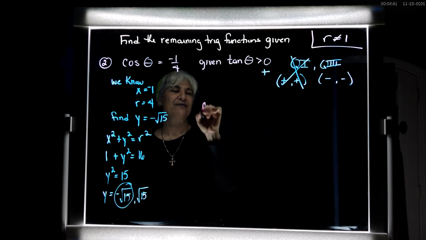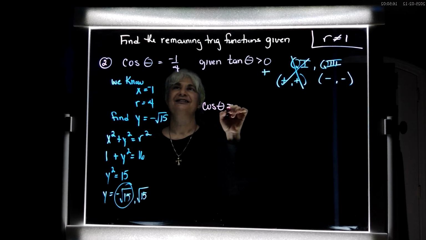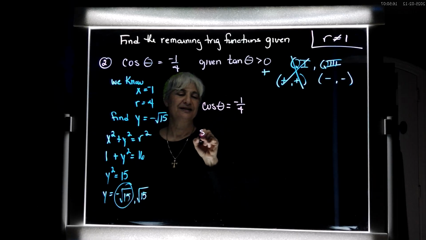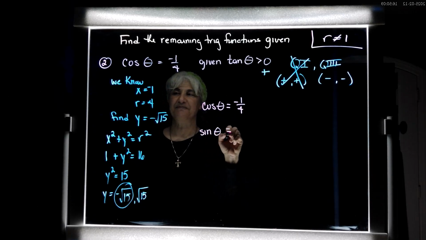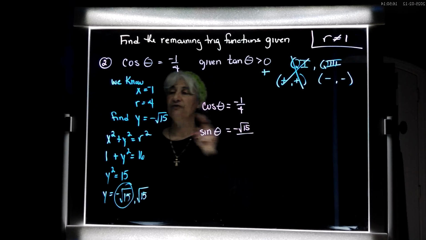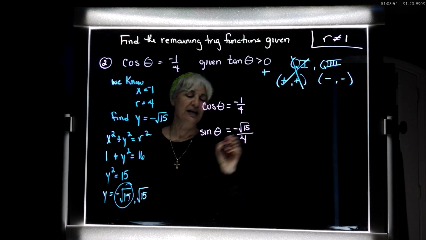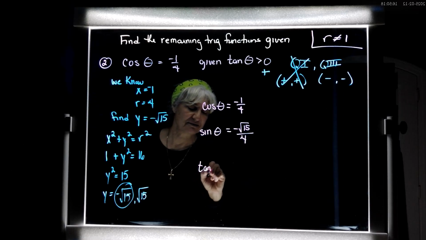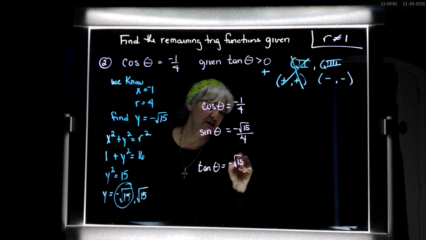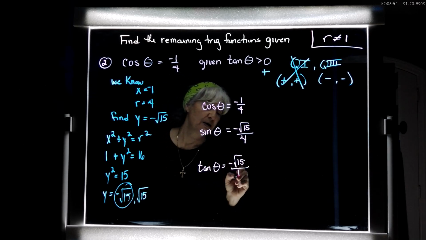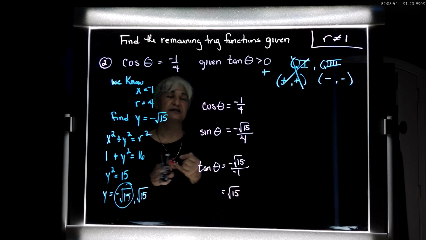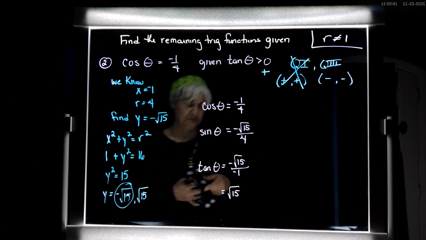Okay, so we have the cosine of theta. They already gave it to me, negative 1/4. Lovely. Sine of theta, what is it? Good, negative square root of 15 over r. Tangent of theta, y, negative square root of 15 over x, negative 1. So that's going to be a positive square root of 15, isn't it? Cool. Okay.